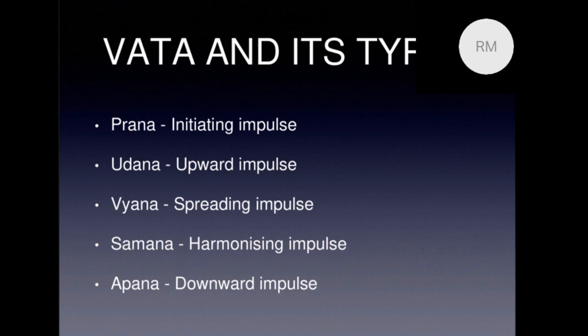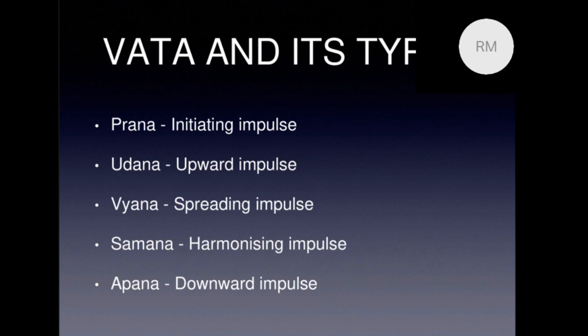So the real sequence also represents the physical location. The 5 vatas, you can identify them in different locations of the body. Prana is in the top region of the head. It is present up to the throat, and it also comes up to the navel sometimes, but it is in the upper region. The Udana comes next, it is in the chest region.